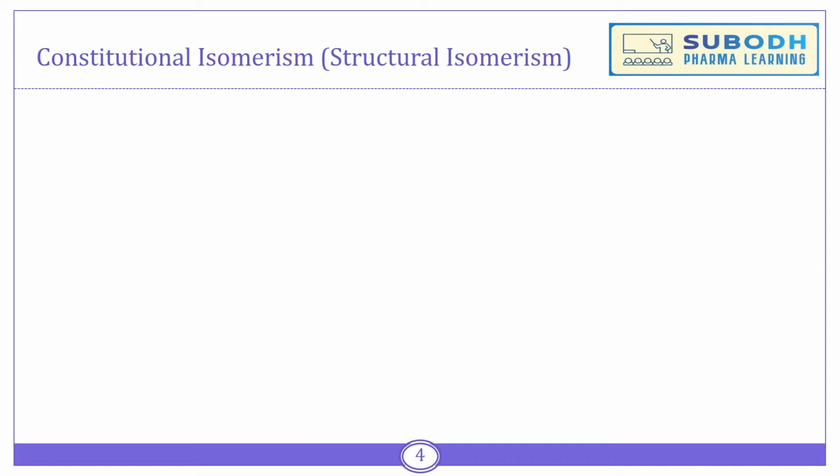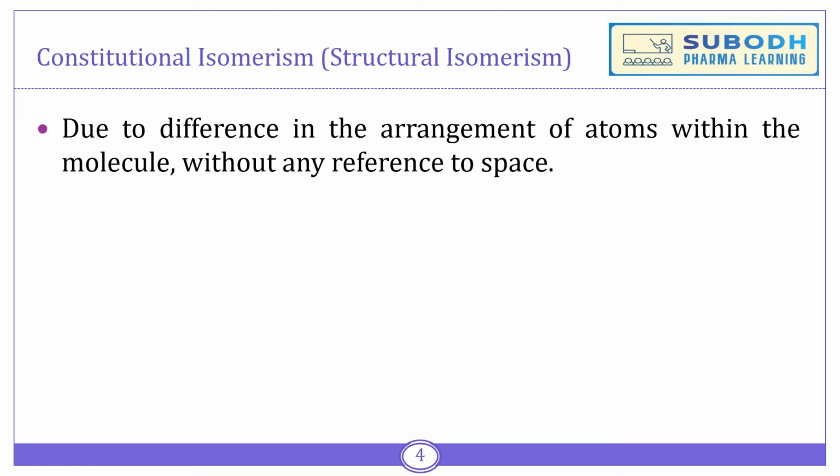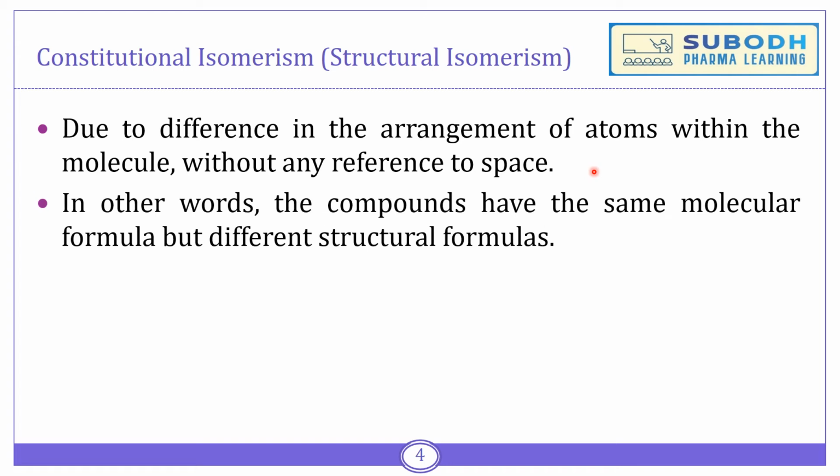What is structural isomerism? When the isomerism is caused due to the difference in the arrangement of atoms within the molecule without any reference to the space, that is, in other words, the compounds have the same molecular formula but different structural formulas, they are called structural isomers and the phenomenon is known as structural isomerism.